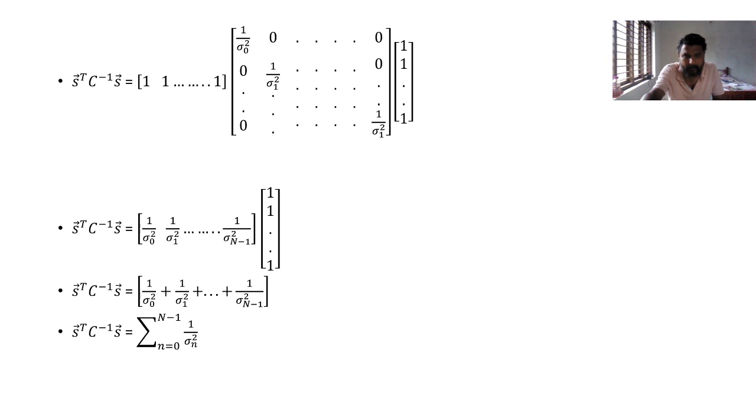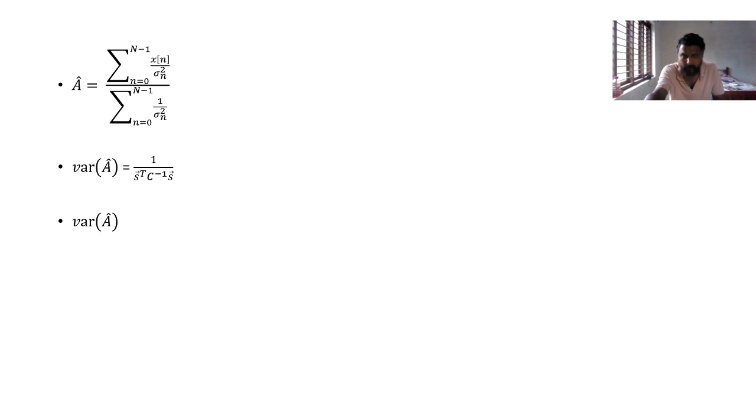Okay, so again theta cap is nothing but A cap, which is the sum over n equal to 0 to n minus 1 of x of n by sigma n square, divided by the sum over n equal to 0 to n minus 1 of 1 by sigma n square. That is nothing but BLUE, that is theta cap or A cap. Next is the variance of theta cap, A cap, which is nothing but 1 by S transpose C inverse into S, which is 1 by the sum over n equal to 0 to n minus 1 of 1 by sigma n square.